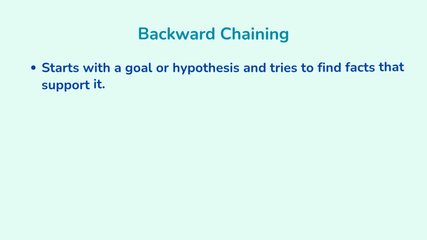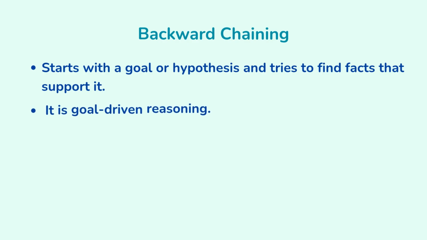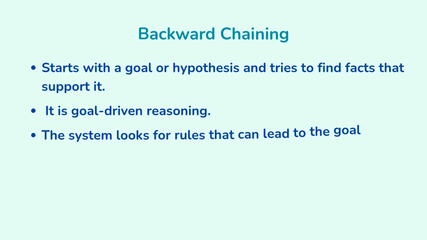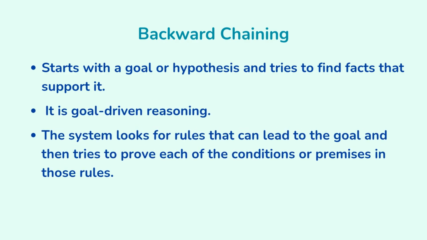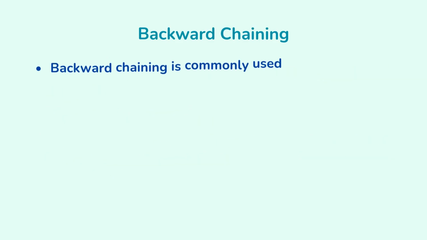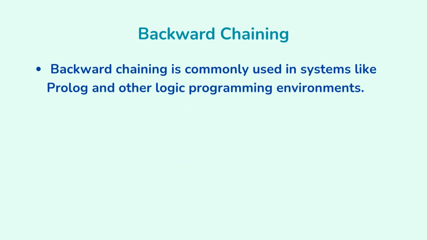Backward chaining works in the opposite way. It starts with a goal or hypothesis and tries to find facts that support it. It is goal-driven reasoning. The system looks for rules that can lead to the goal and then tries to prove each of the conditions or premises in those rules. If the premises themselves are not known, the system recursively tries to prove them too. The process continues until all required facts are verified or until it becomes clear that the goal cannot be supported. Backward chaining is commonly used in systems like Prolog and other logic programming environments.